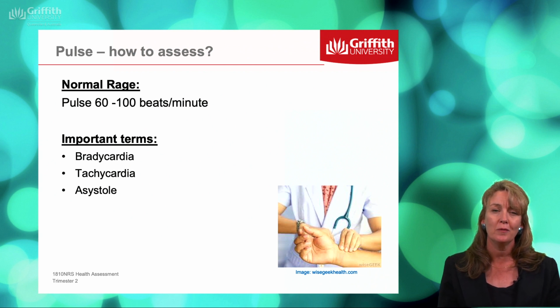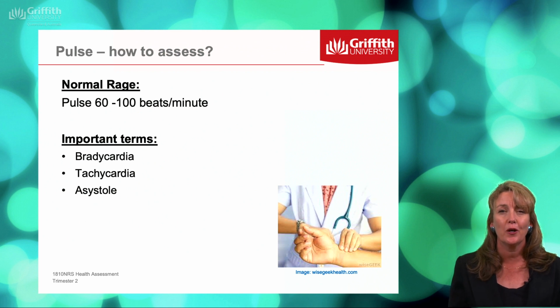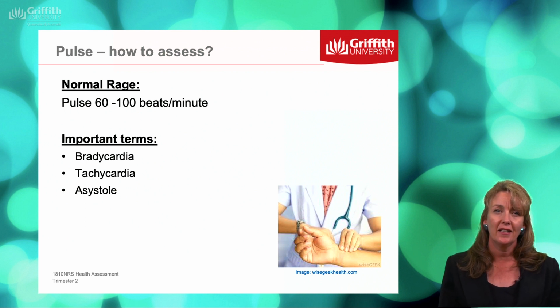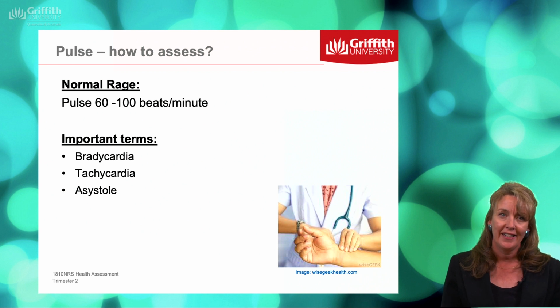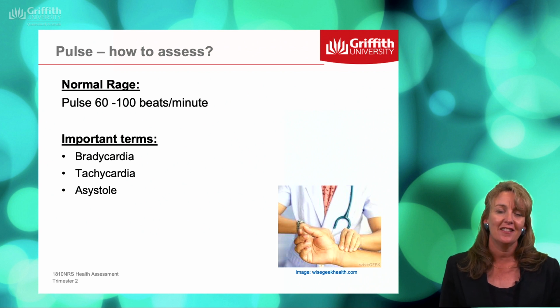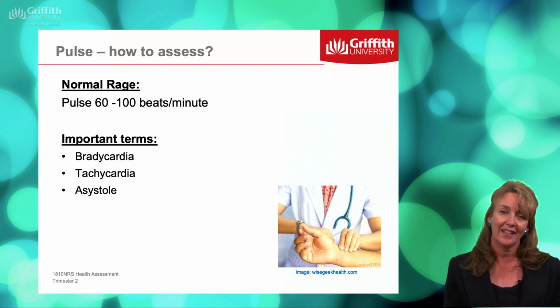There are some new terms to put into your vocabulary: bradycardia, tachycardia and asystole. One way to remember this is that bradycardia does sound slow. Bradycardia means less than 60 beats per minute. Brady sounds slow. Then tachycardia sounds fast just in the beginning of the word, and that means more than 100 beats per minute. So that's a quick way to remember those terms. And asystole means that there's an absence of a pulse.